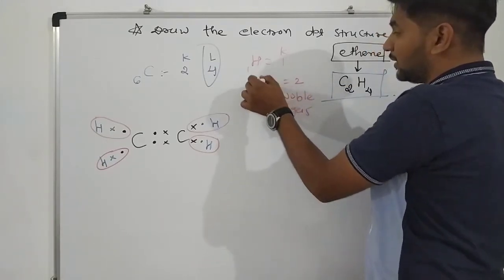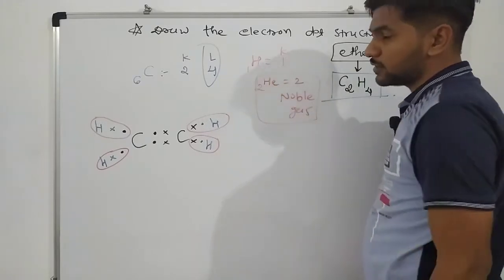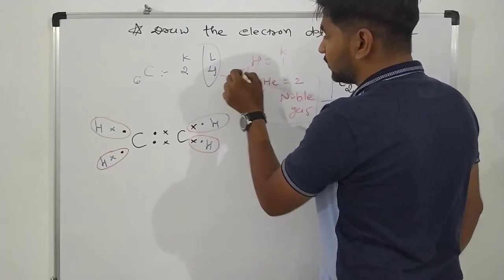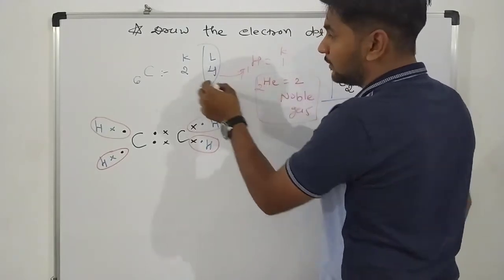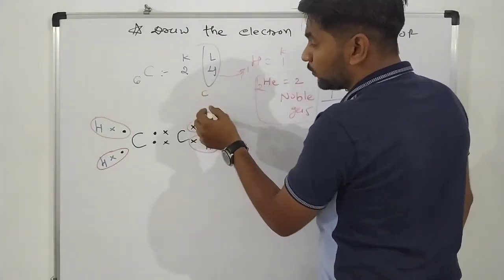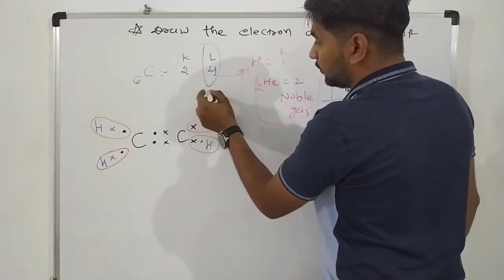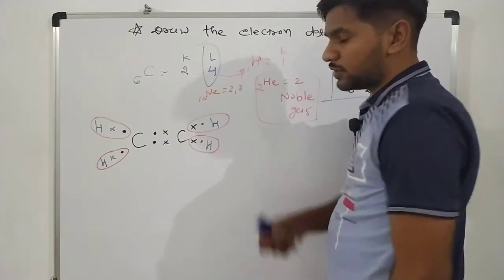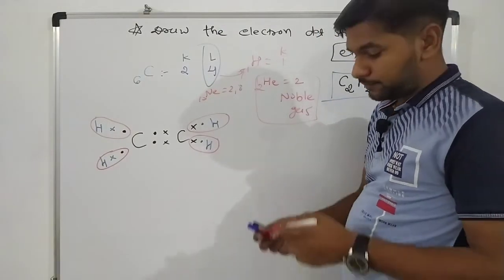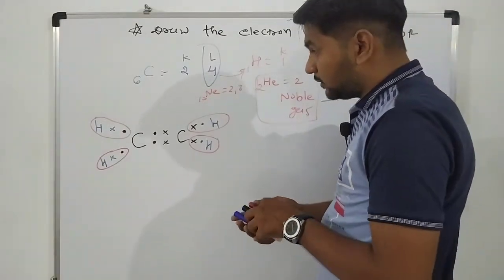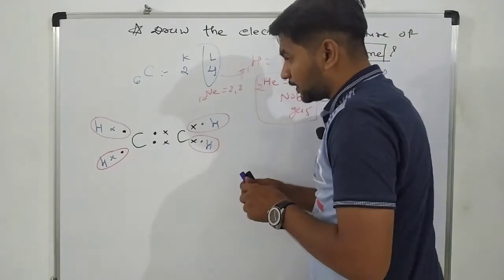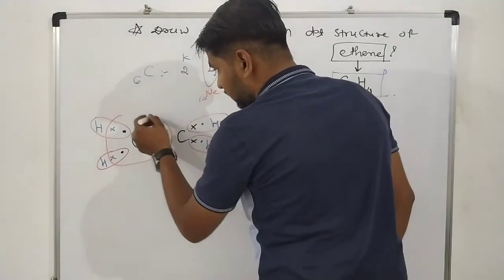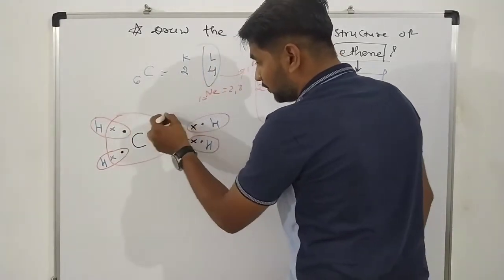Helium-like electronic configuration, and carbon shares 4 electrons with 4 hydrogens, and its electronic configuration looks like neon, atomic number 10. So here this carbon completes its octet: 2 4 6 8. This carbon completes its octet.